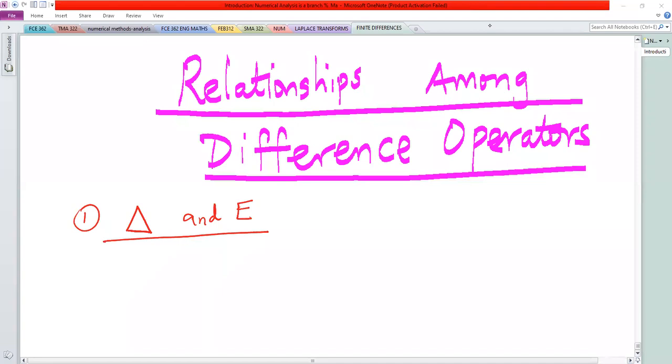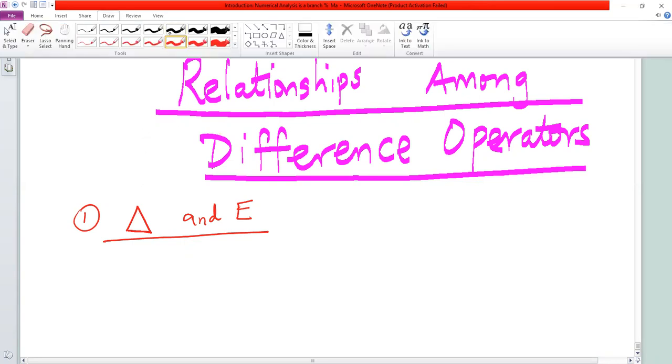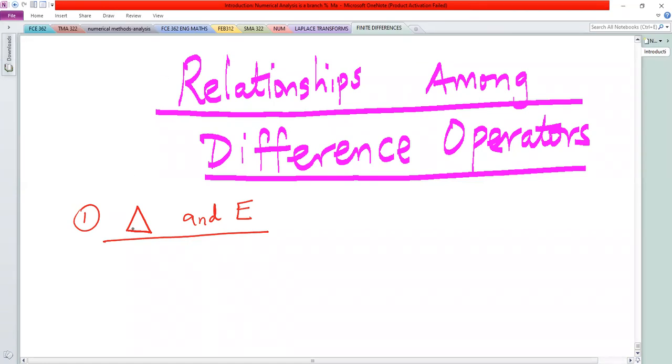Welcome. In this session, we are going to see the relationships among different operators. And we'll start with the relationship between the forward operator and the shift operator. So remember, E is the notation to show the shift operator, and this is the symbol or the sign for the forward operator. So all the relationships will come from the definitions of these two operators.